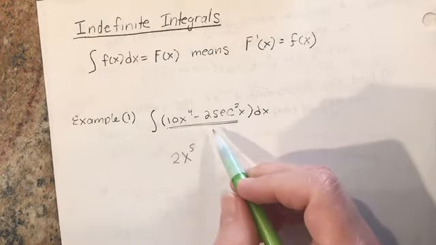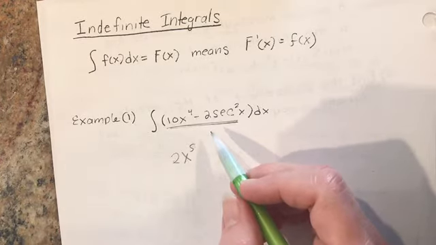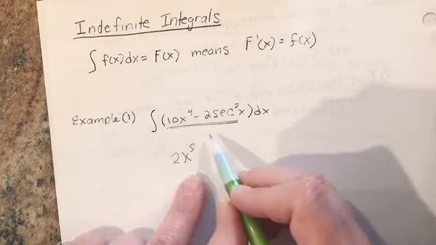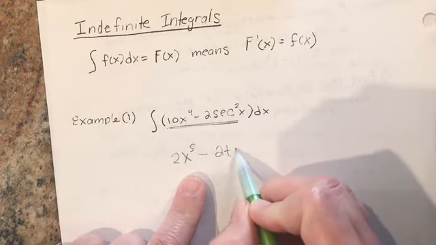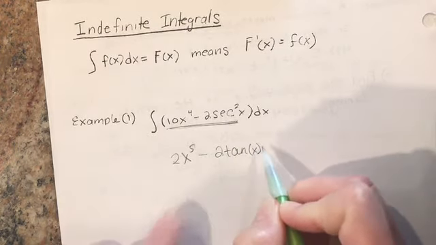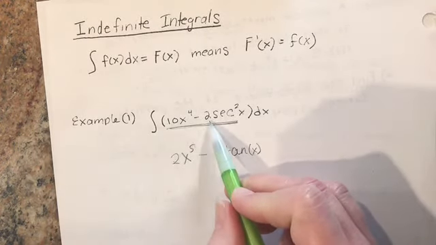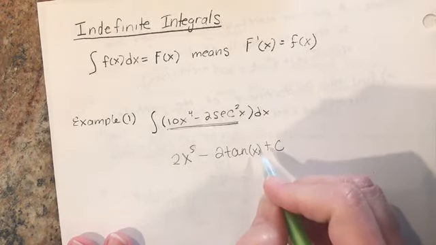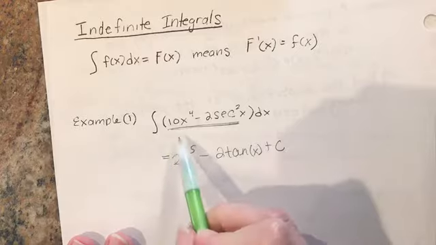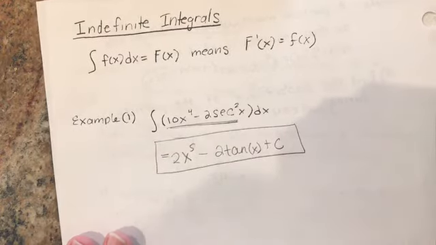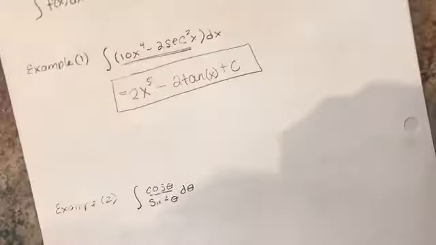minus 2 secant squared. If you look in the book, they show the antiderivative of secant squared is equal to tan x plus c. But since it's minus, you would do minus 2 tan x because of the minus and the 2, and then just plus c. And you can just put an equal sign. That is what this equals, in the general form. Okay? All right, this one's a little bit more tricky.